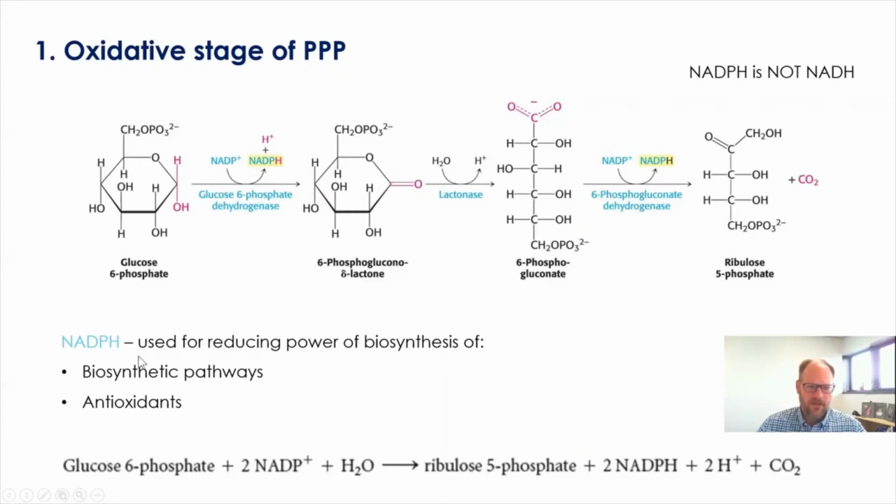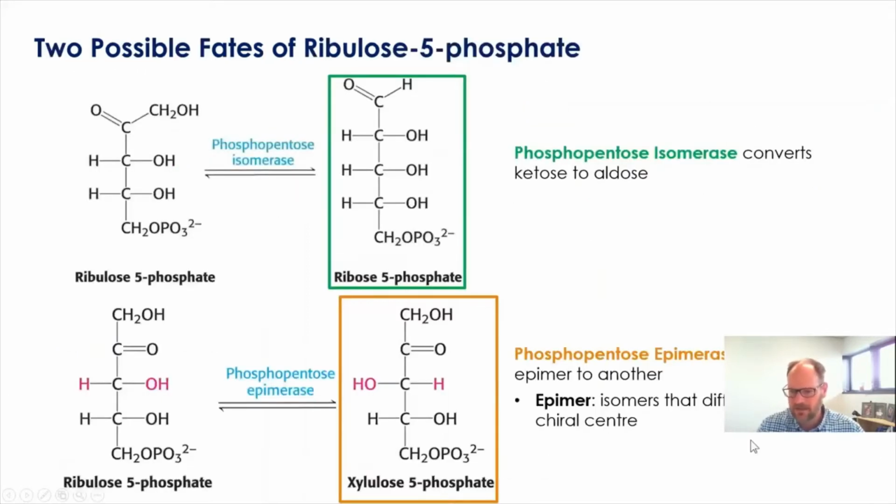So the end product here, of course, is ribulose 5-phosphate. This is the end of the oxidative portion of the pathway. And at this point, you will have both a precursor that can go into ribose, but you'll also have all your reducing power for biosynthesis and antioxidant power.